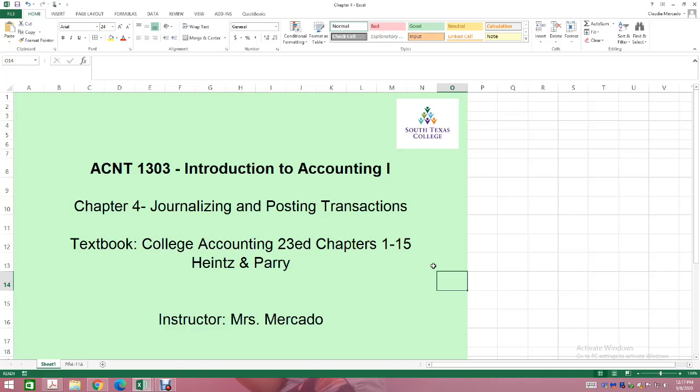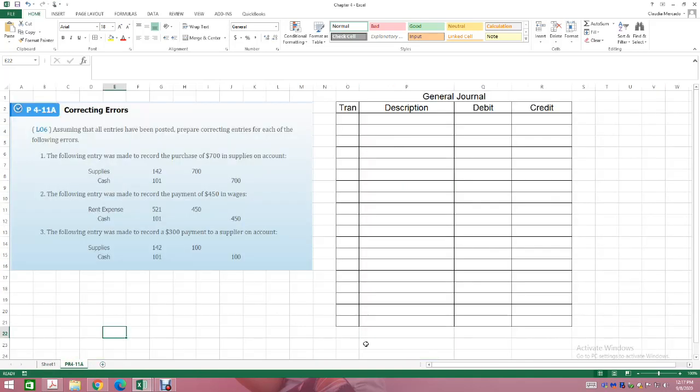The problem that I'm going to be tackling is problem 4-11A. Like I said, you'll be seeing something similar to this on your test. You'll also have something similar to this on your homework so you can practice. So it's very short. I shouldn't take very long explaining it. So the problem deals with correcting entries. This is problem 4-11A from the end of your chapter.